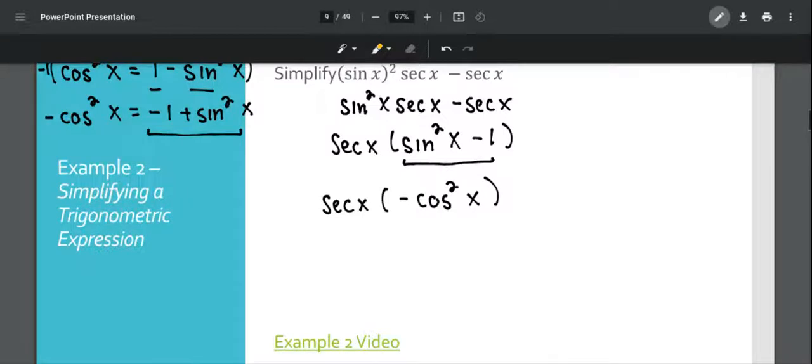And then, instead of saying secant, we know that the reciprocal identity for secant is 1 over cosine. And if we're multiplying that by negative cosine squared, if it helps, you can put that over 1, so that way you have those two fractions. Now, when you have cosine squared in the numerator and cosine in the denominator, those will simplify, and you'll just be left with negative cosine of x.